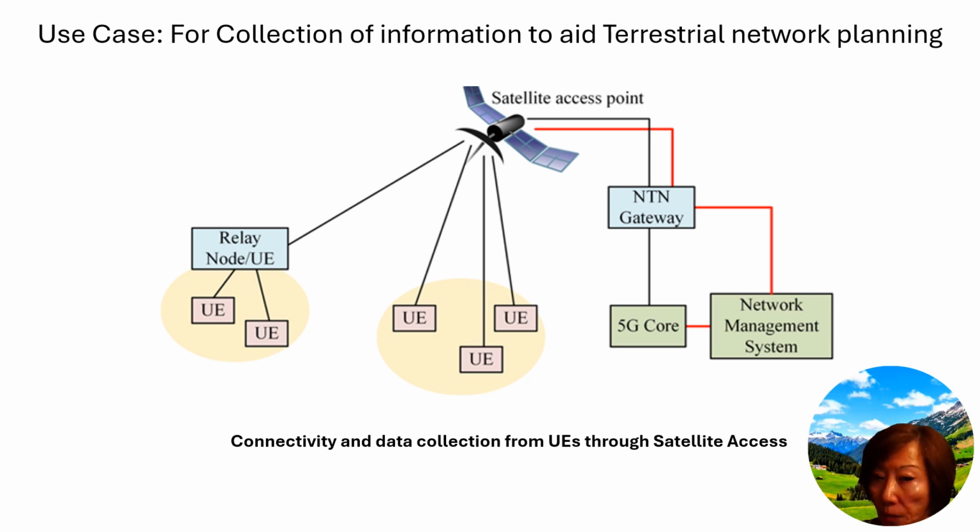The relay node, the relay UE, demonstrates the system's ability to extend coverage and collect data from UEs that might not have direct satellite visibility. This use case is particularly relevant for scenarios such as environmental monitoring in remote areas, agricultural sensor networks across large farms, maritime or desert vehicle tracking, or any IoT deployments in areas with limited terrestrial infrastructure.